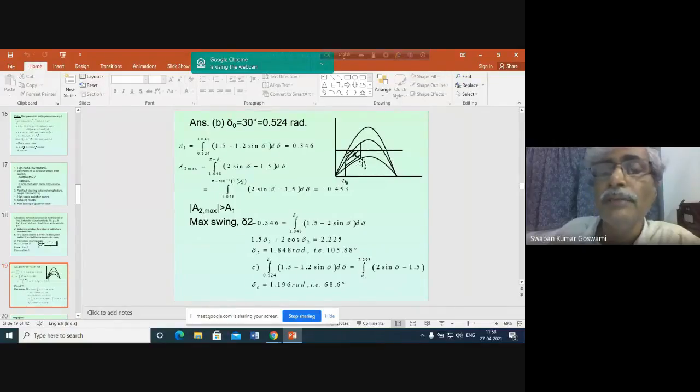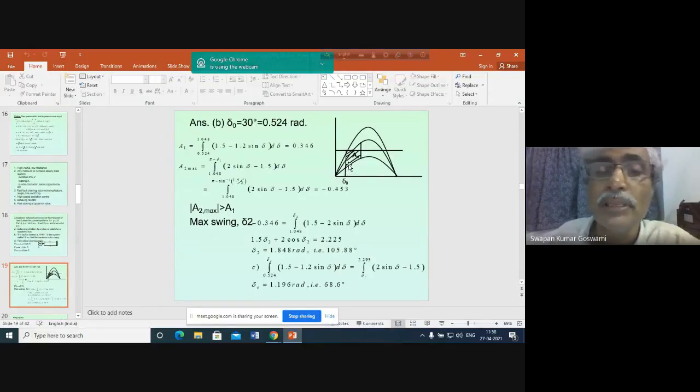Now, if the fault is cleared here, from delta 0 equal to 30 degree to this delta 60 degree, between these 2 points, you see that input power is greater than output power. This is the output power because fault was there. This is the input power line. So output is less than input. So this area A1 represents the energy inserted into the generator rotor. So this is the accelerating area.